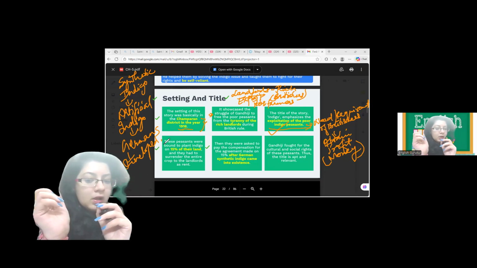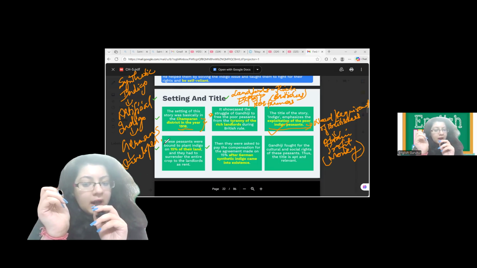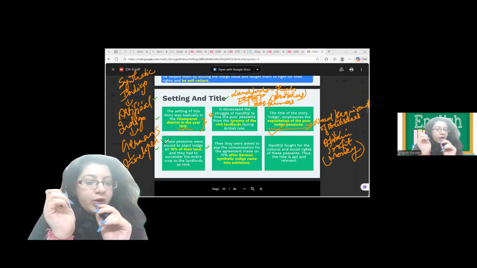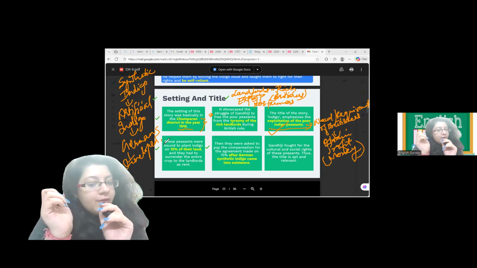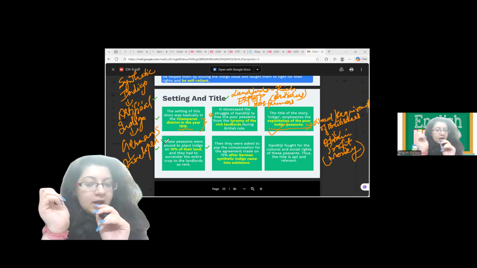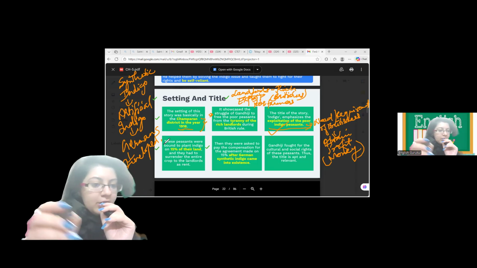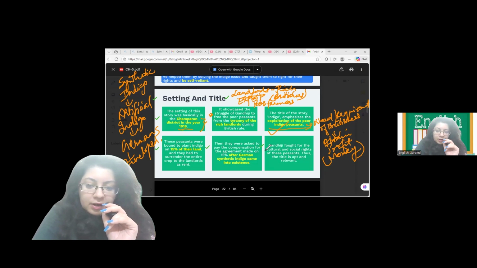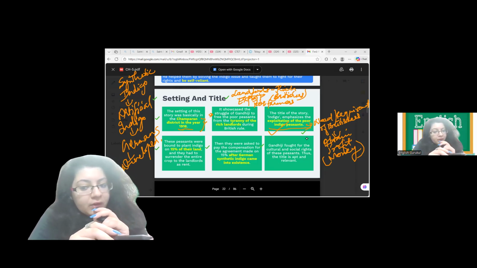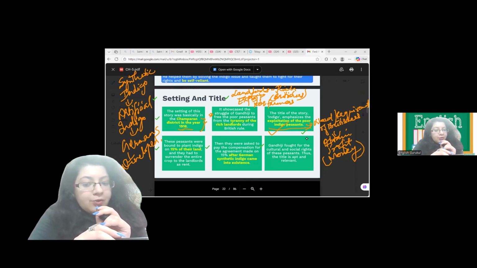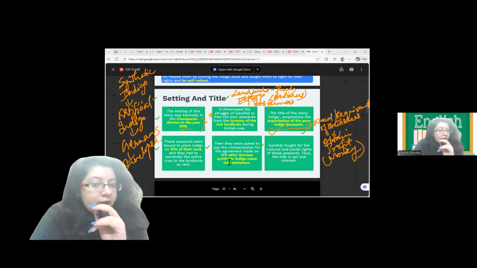Clear? Understood? Now, Gandhiji fought for the cultural and social rights of these peasants. Thus, the title is apt and relevant. We also get to see how the title is apt and appropriate, because Gandhiji fought for the cultural and social rights of these poor peasants, both cultural and social. Remember that, right? Thus, the title is apt and relevant.